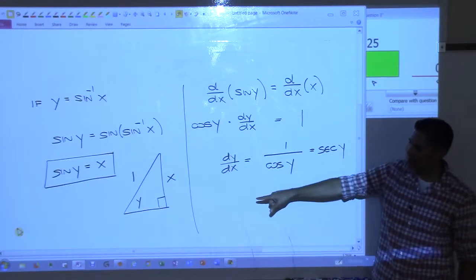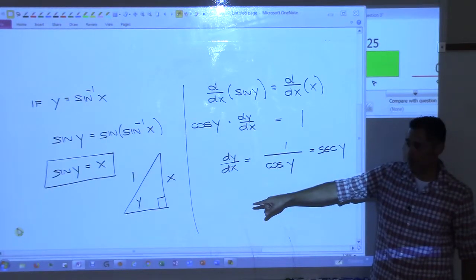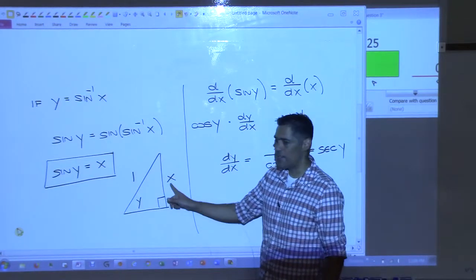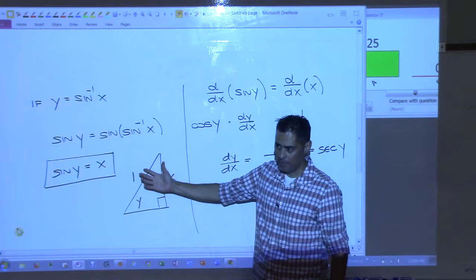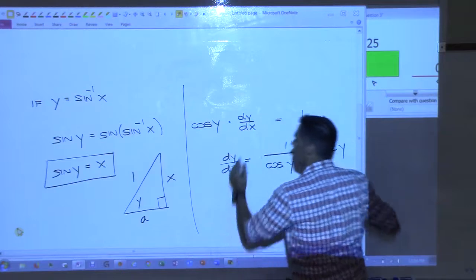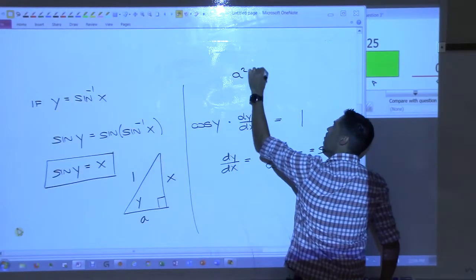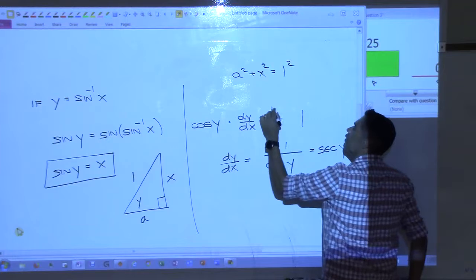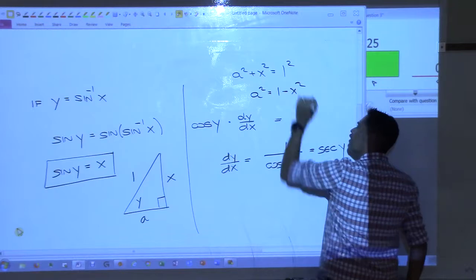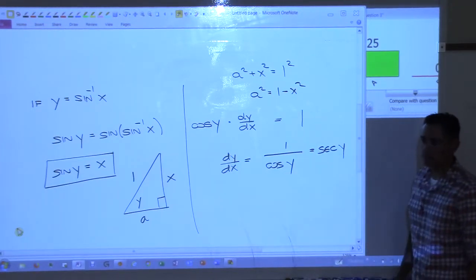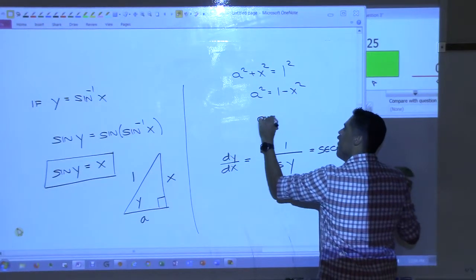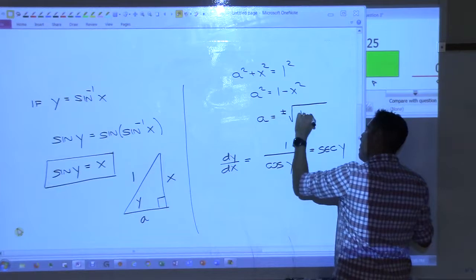So do you know the adjacent side to that right triangle? Can you find it? You have two sides of a right triangle. So we know that this side plus this side is this side. Let's call this one a for adjacent. Then we know that a squared plus x squared is 1 squared, and that means a squared equals 1 minus x squared. I'm trying to solve for a. And that means a is equal to plus or minus the square root of 1 minus x squared.